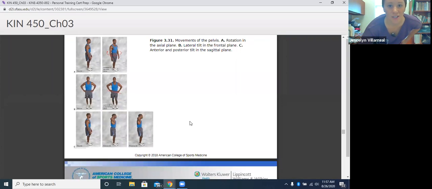And then you have anterior and posterior tilt of the sagittal plane. So anterior would be my hips are more forward. Posterior would be my glutes are under me. So let's say neutral, we have a bucket of water. In a neutral position, my bucket of water will not spill. But if I'm rotated anteriorly, the bucket will spill from the front. Posteriorly, the bucket will spill from the back.